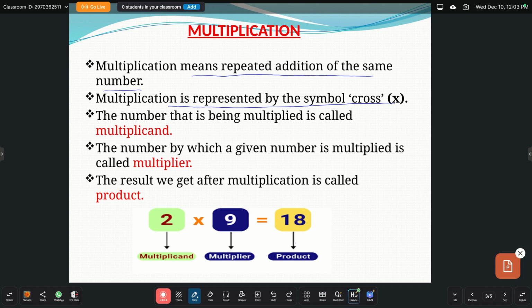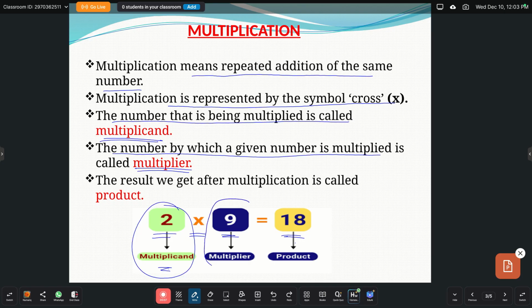See, beta, here we are having another example. Here is 2 multiplied by 9 is equal to 18. Always remember, the number that is being multiplied is called multiplicand. What is multiplicand? The number that is being repeated is called multiplicand. And the number by which a given number is multiplied is called multiplier.